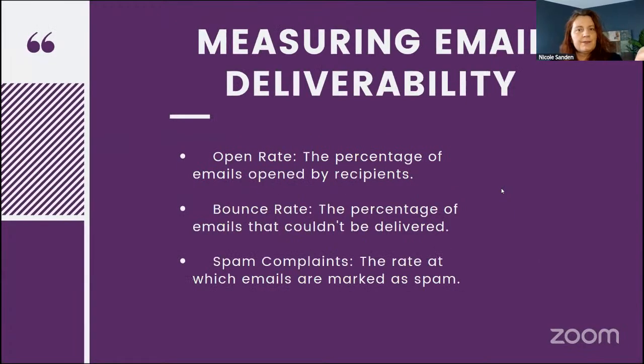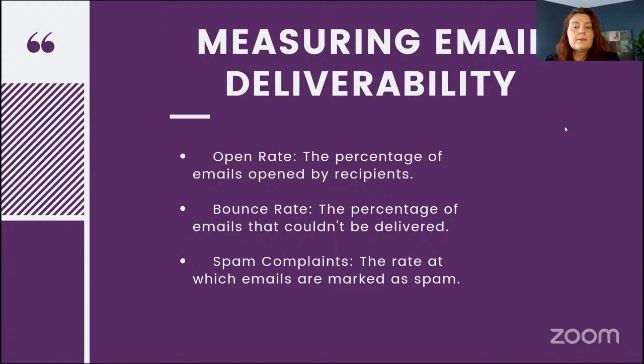How do you measure it? Open rate. So the open rate is the percentage of emails that are opened by the recipients. Most of us in the legacy program are using system.io, and that is great for looking at stats, and you can see how many people have opened and how many people have clicked on your emails.